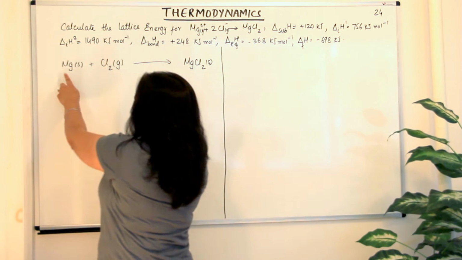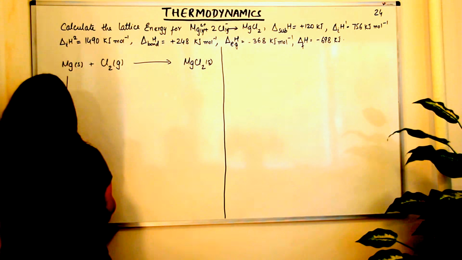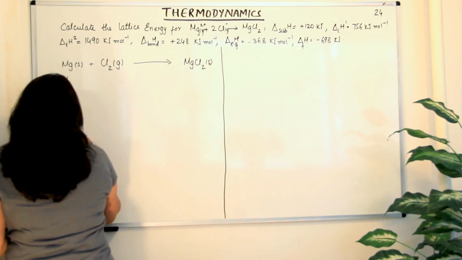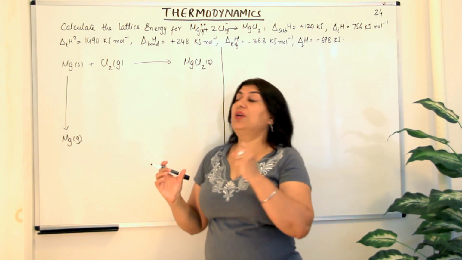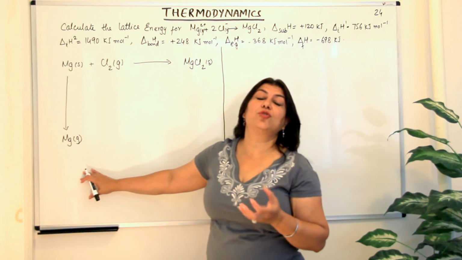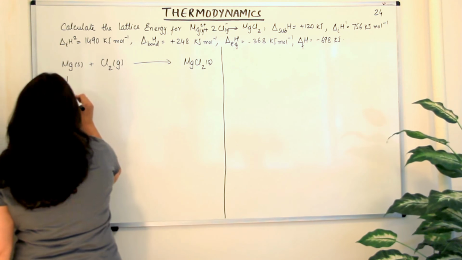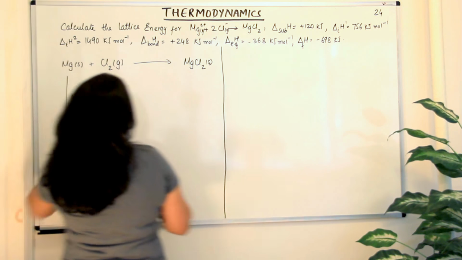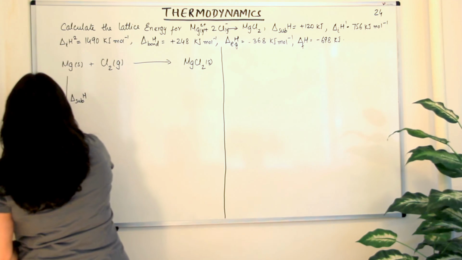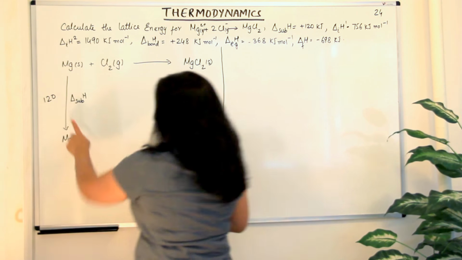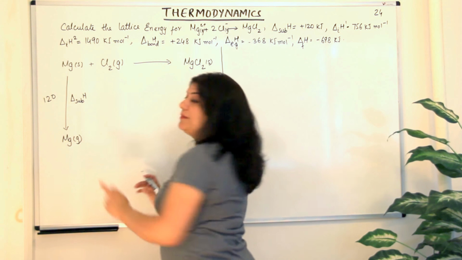Let us start. The first step is that magnesium solid has to be converted into magnesium gas. Now, the amount of energy which is given to convert a solid into a gas is known as sublimation. So here we'll be using the enthalpy of sublimation, delta sublimation H. The enthalpy of sublimation given to us is 120 kilojoules. I will not be writing the units again, we'll write the units in the end. Now we get magnesium in the gaseous state.